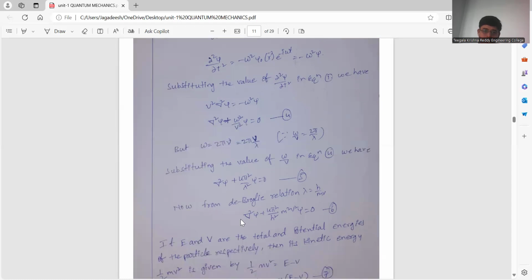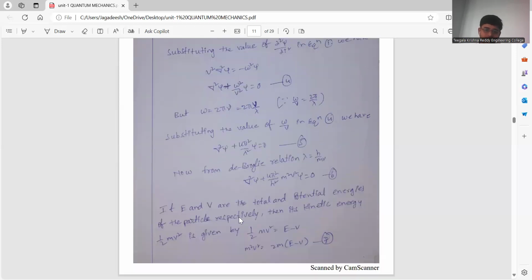Now from the de Broglie relation, lambda equals h by mv. Substituting the lambda value in equation 5, we get del square psi plus 4 pi square m square v square by h square psi equals 0. That is equation 6.